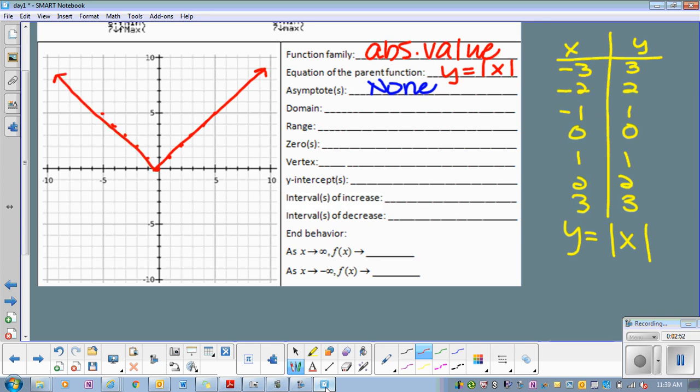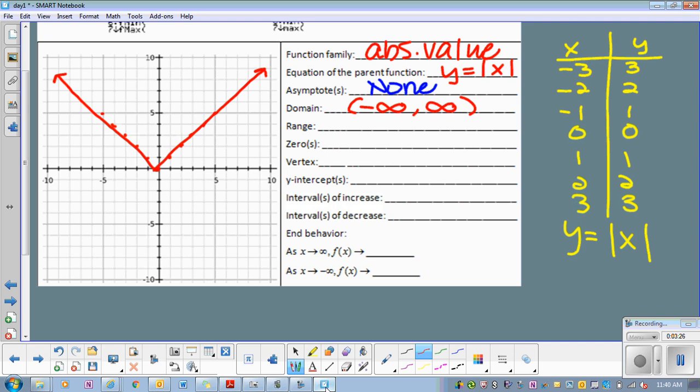All right? What is your domain? Yeah, from the left to the right. Well, this graph covers everything. It keeps going on forever to the left because you have an arrow going to the left. And it keeps going to the right because you have an arrow going to the right. Domain is all real numbers. How about the range? 0. Good. It starts at 0.